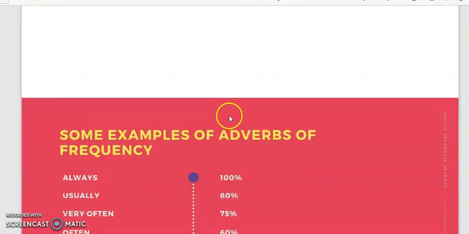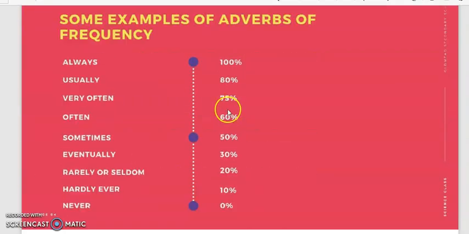Okay, now we have a rubric and some examples of adverbs of frequency. They are placed from the top until the bottom, organized by the frequency that they express. For example, when I say always, that means that every time that I do that action, okay, it is 100%. Then we have usually, very often, often, sometimes, eventually, rarely, hardly ever, and never.